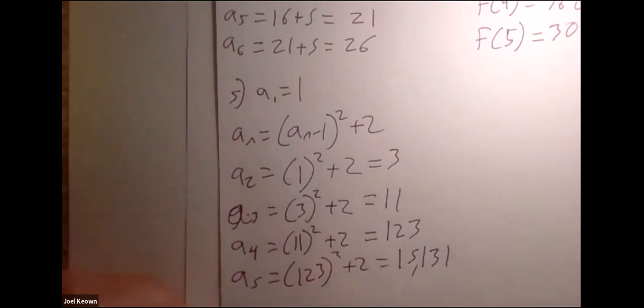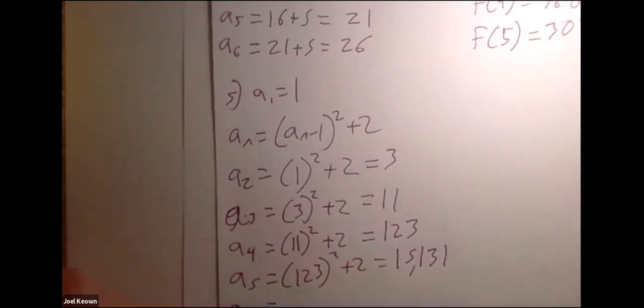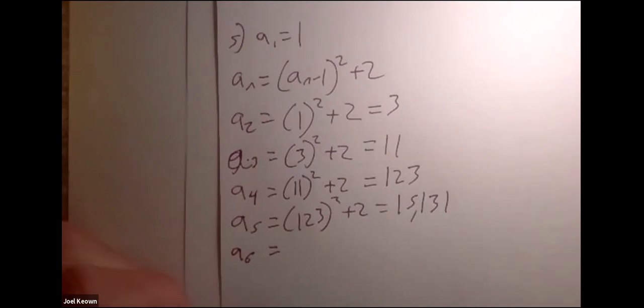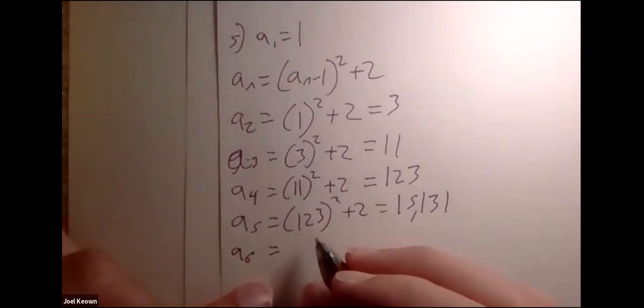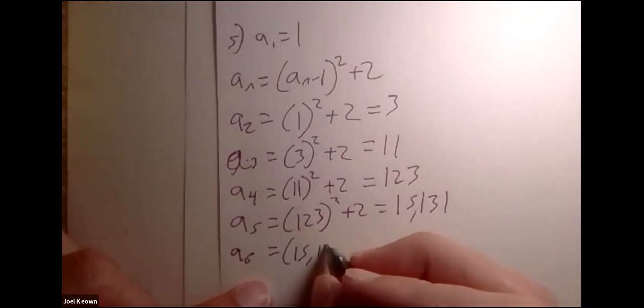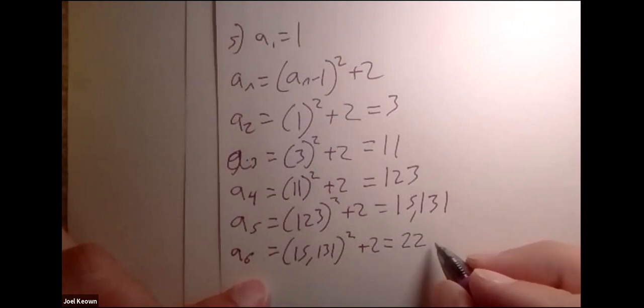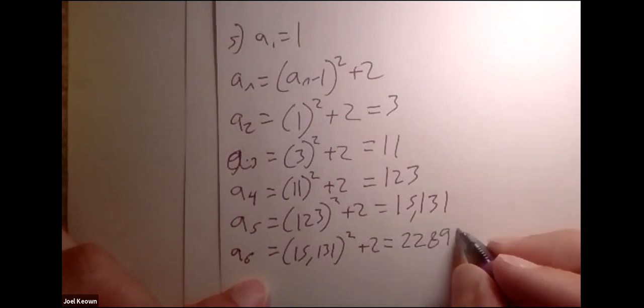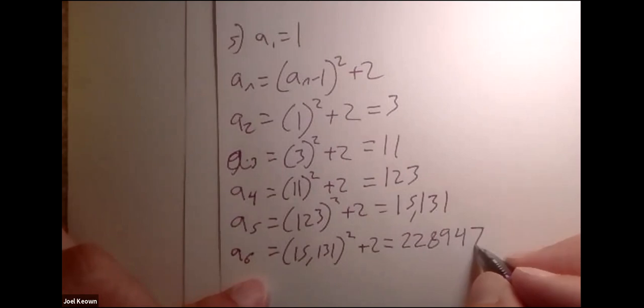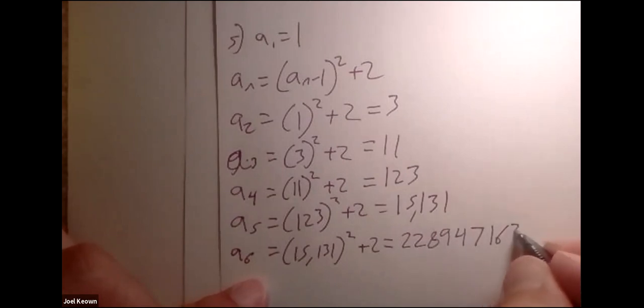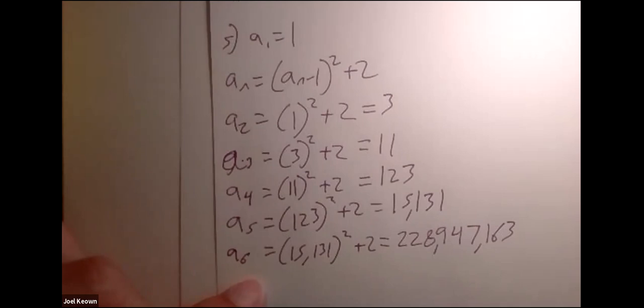15131. Last one, very quickly. Square that number and then add 2. Wow, I did a quick number. So I square 15131, add 2, and I get 228,947,163. That's 228.9 million. Okay, and that's number 5.